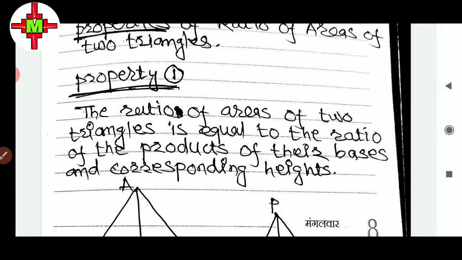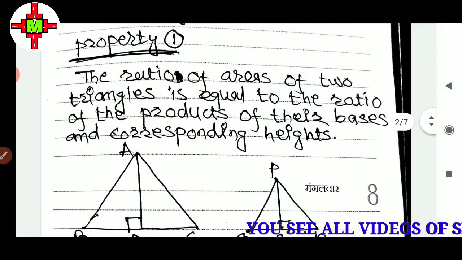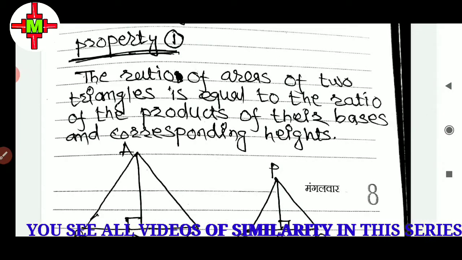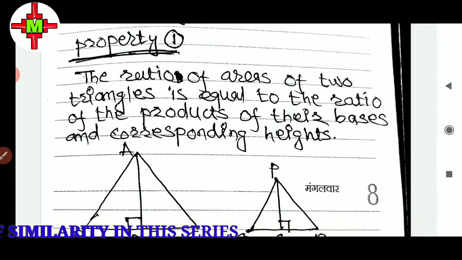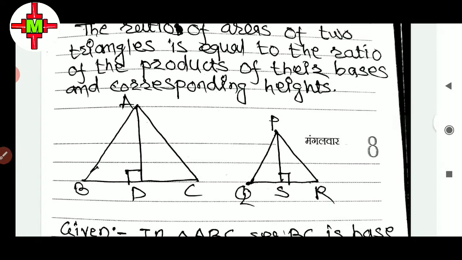So see here, which is the first property? The first property is the ratio of areas of two triangles is equal to the ratio of the products of their bases and corresponding heights. This is the property first. It is also called in short as different base and different heights triangles. So see here how to prove it.